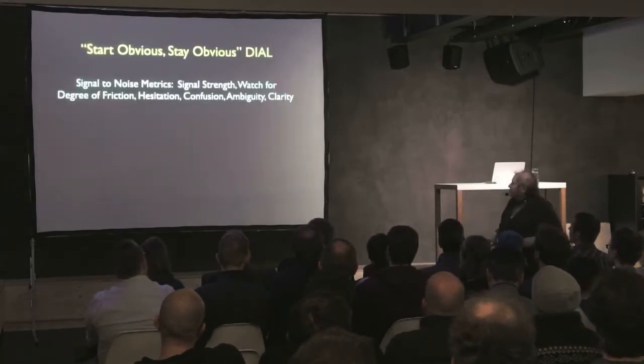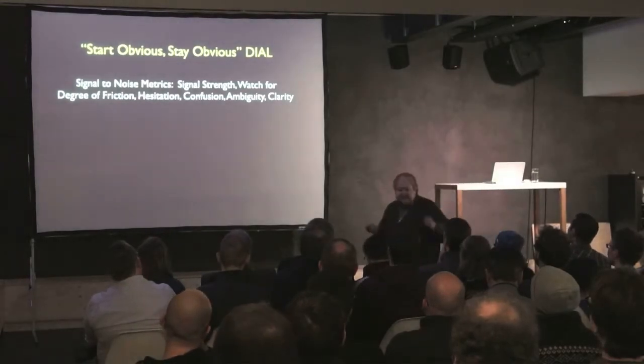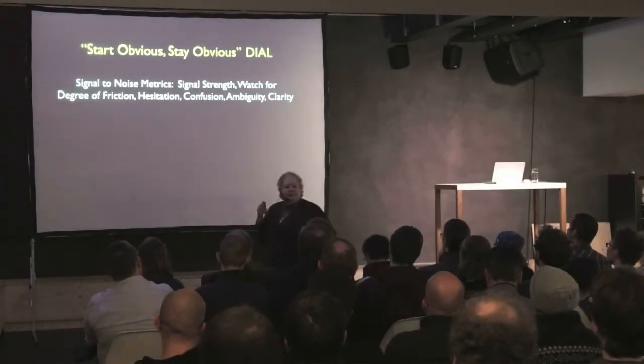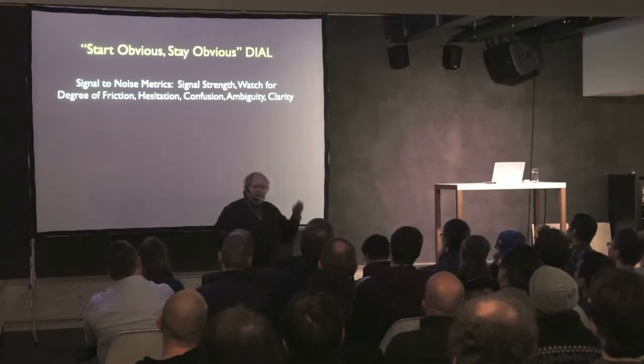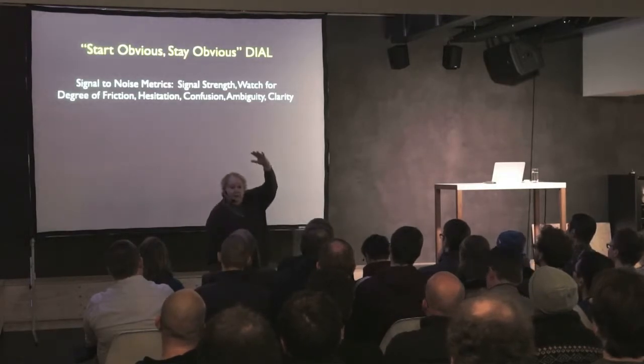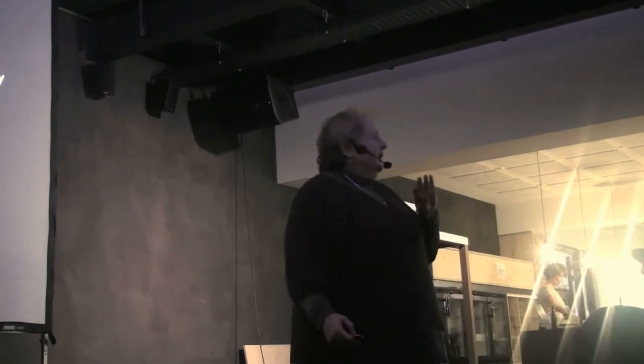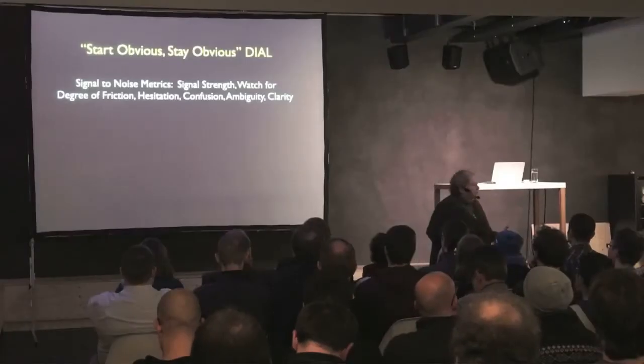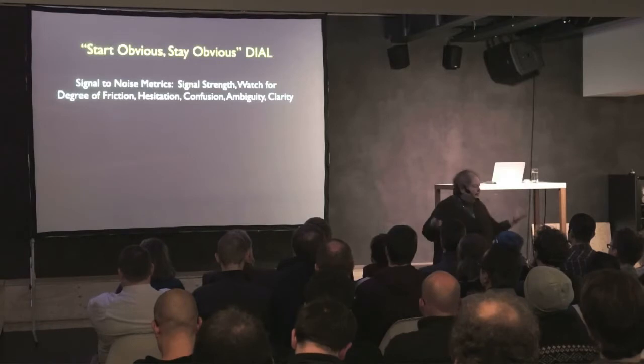Yes. The whole idea about start obvious, stay obvious is we want the right signal to noise ratio. We want the signal high and the noise low, right? Because people learn best in those conditions. So we don't want any friction in the way. We want to eliminate any time somebody is hesitating. That tells us it's not obvious enough. If it's confusing, ambiguous, unclear, what do we need? How do we make it clearer, right?